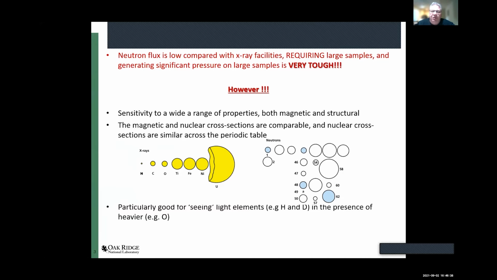Also, the cross sections are comparable across the periodic table. So unlike X-rays, which scatter from electron density, neutron scattering is a nuclear process, and you find that even very light elements have a relatively high scattering cross section. So what this enables us to do is pick out the structure of light elements, and particularly pick out the structure of light elements in the presence of much heavier elements. And this is sometimes challenging when you're working with X-rays.